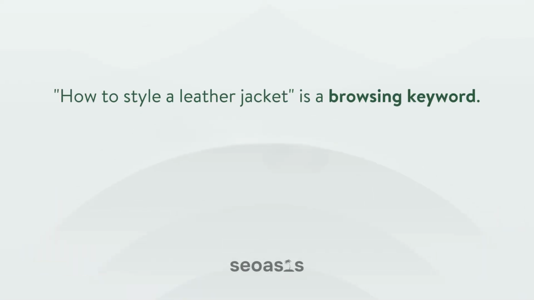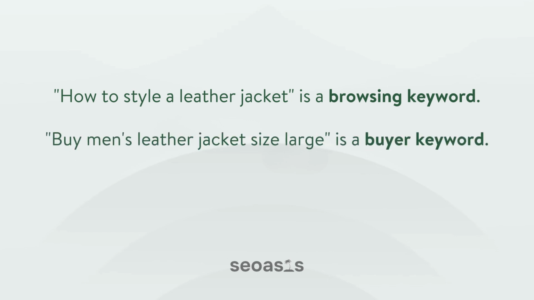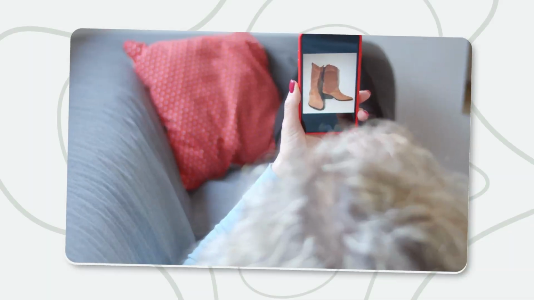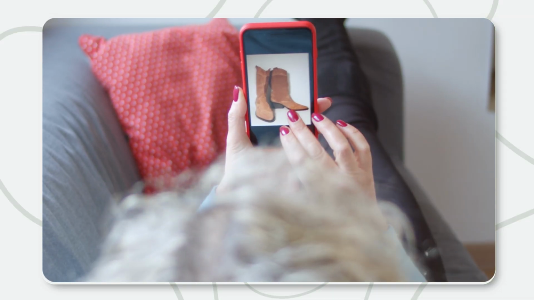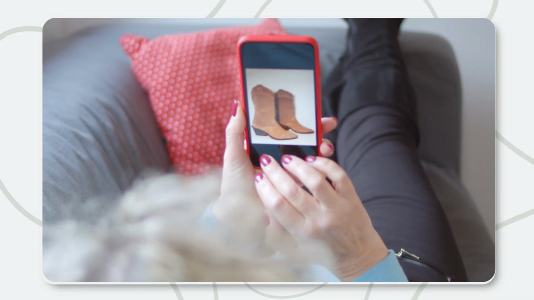So what this might look like in practice is, how to style a leather jacket is a browsing keyword. Someone is looking for ideas for potentially a jacket they already own, versus men's leather jacket size large, right? Obviously someone's looking to buy a leather jacket if someone's searching that. Then there are a few in between, like best waterproof hiking boots, that's somewhere in the middle. It's like someone comparing different boots. Clearly there's some purchase intent behind it, but they're also still searching.